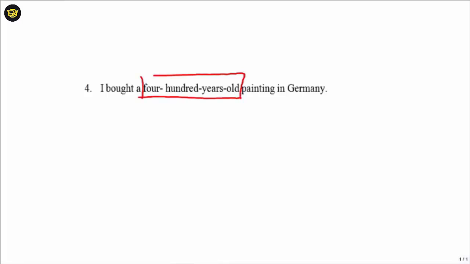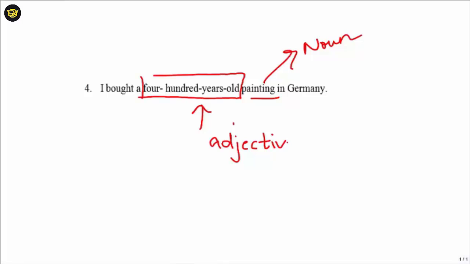What do you think it is? It is describing a noun, painting. Therefore, by virtue of that, it has to be an adjective. Yeah, makes sense? So if you look at it this way, a word that describes a noun, which in this case is painting, right? The word 400 years old is of course an adjective, right?